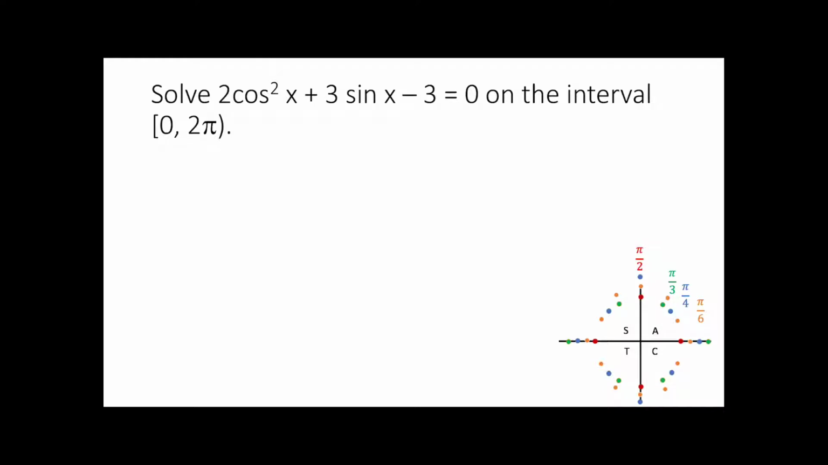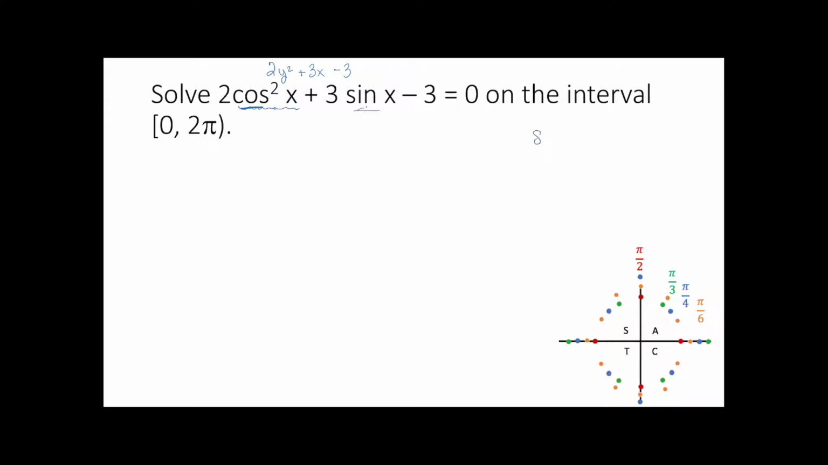In our next example, we have 2 cosine squared x plus 3 sine x minus 3 equals 0, again on the interval from 0 to pi over 2, exclusive of pi over 2. So the problem with this one is we have 2 trig functions. It's like asking you to factor 2y squared plus 3x minus 3. And we can't factor 2 different variables. So we ask ourselves, is there some way that we could make this look like this?